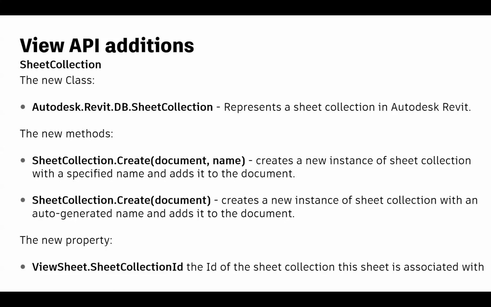So the new class SheetCollection represents a sheet collection in Autodesk Revit. There are new methods to create it, and there is a new property, ViewSheet.CollectionId, the ID of the sheet collection that this sheet is associated with.